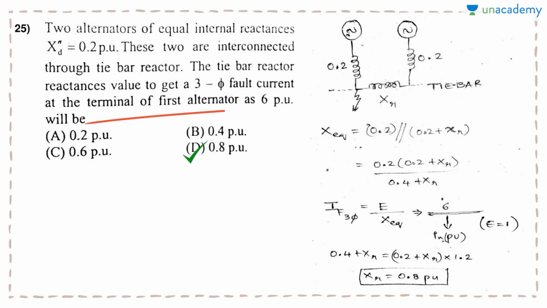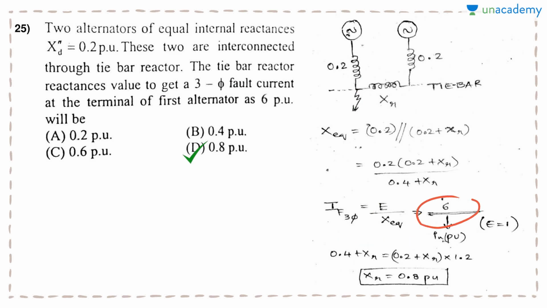So where is the terminal of the first alternator? This is the terminal, and this is the terminal of the second alternator. A fault has occurred at this terminal, and the fault current should be 6 per unit. So three-phase fault current is E by X, and this value should be equal to 6.